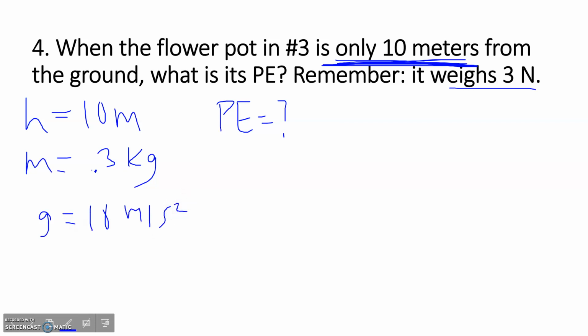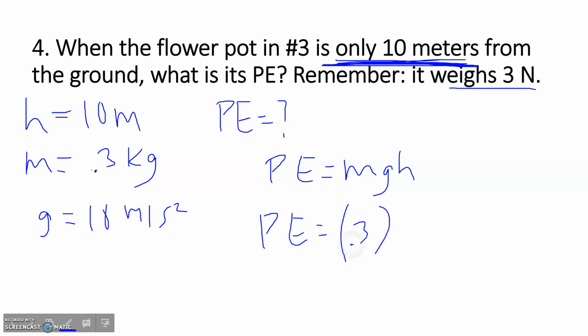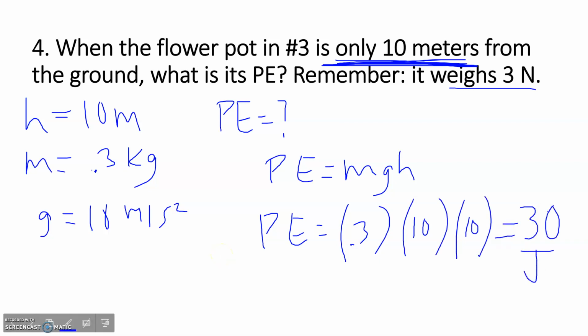All right, we know that to solve for potential energy, we do mass times gravity times height. So our potential energy should be, the mass was 0.3 times our gravity of 10 times our height now of 10. So that's going to give you 30 joules for our potential energy.